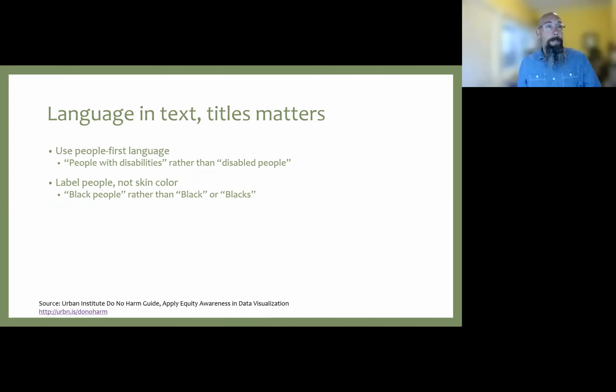So some examples. Language and text and titles matters. So there's lots of encouragement now to use people first language. So for example, people with disabilities rather than disabled people. From the Urban Institute, there's this guide, which is one of the additional resources that you have on the conference website. It's called Do No Harm, Apply Equity Awareness and Data Visualization. So it's a whole guide specifically about equity and data visualization and things to do and not do. This is the link, but again, the guide itself is on the conference webpage. So label people, not skin color, was another recommendation.